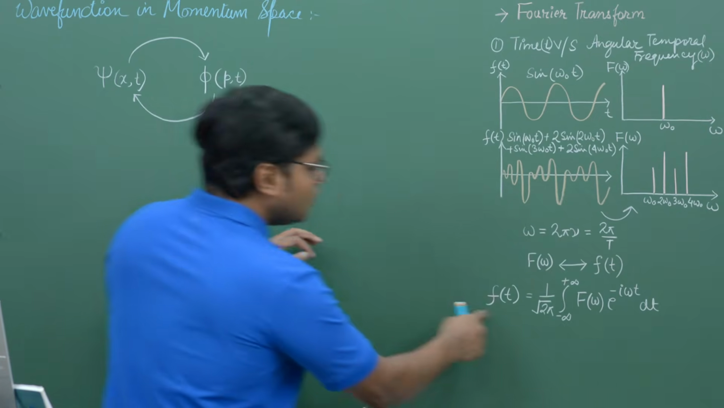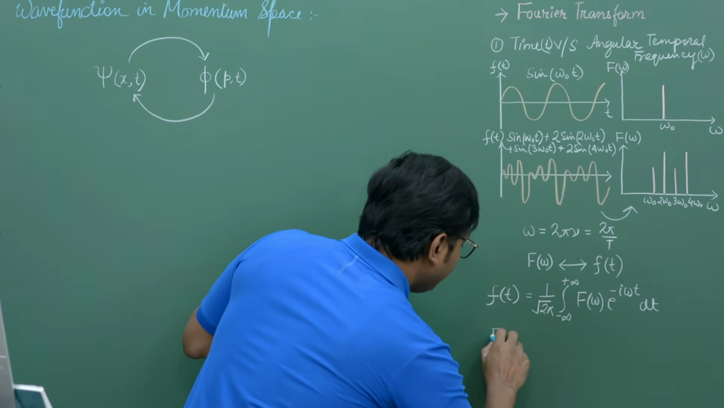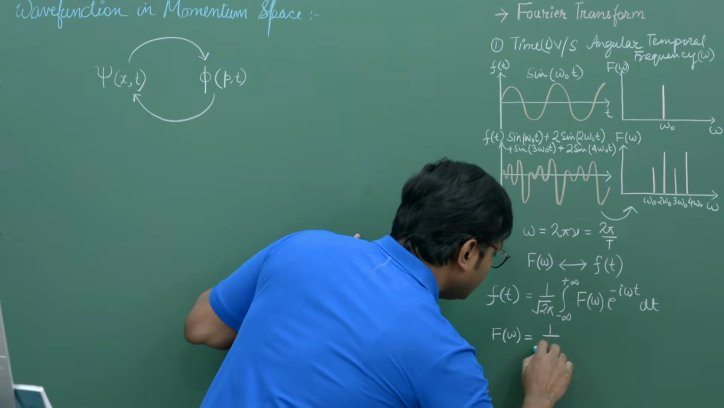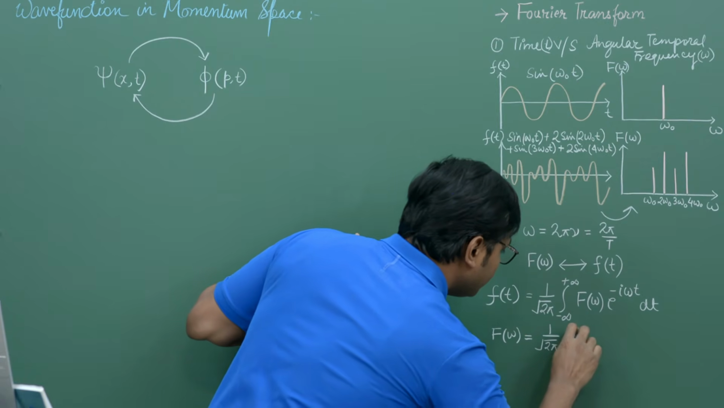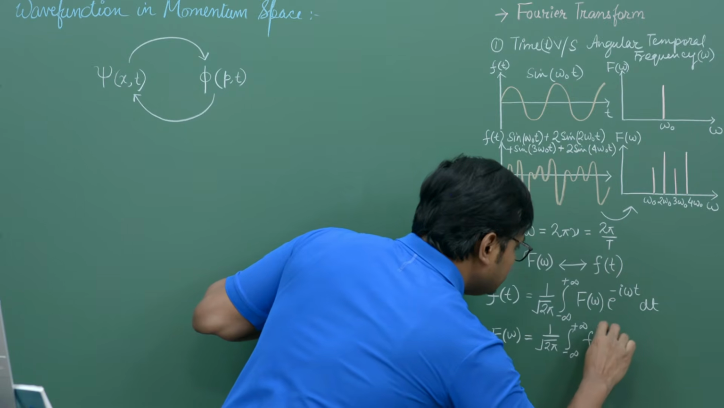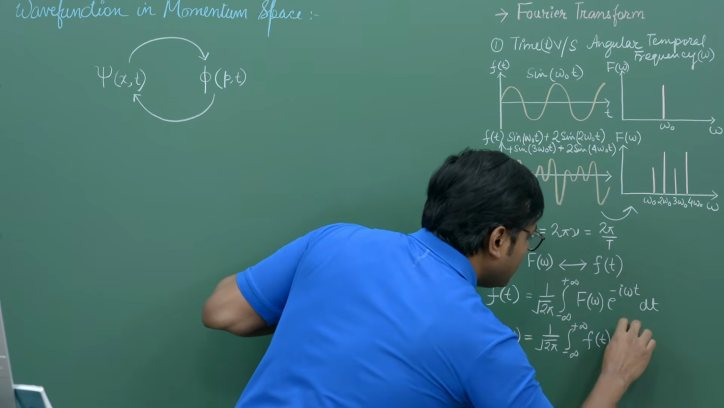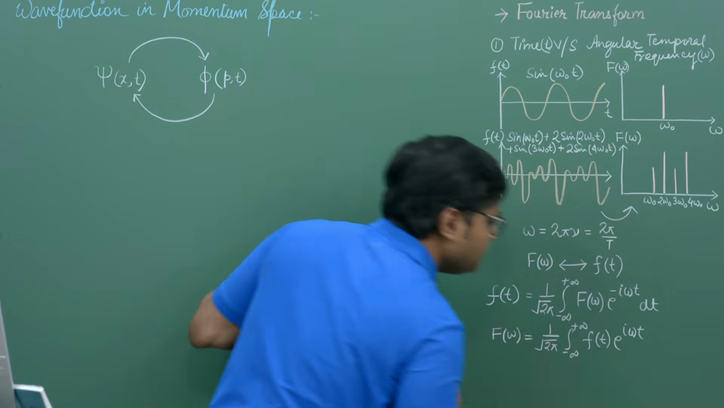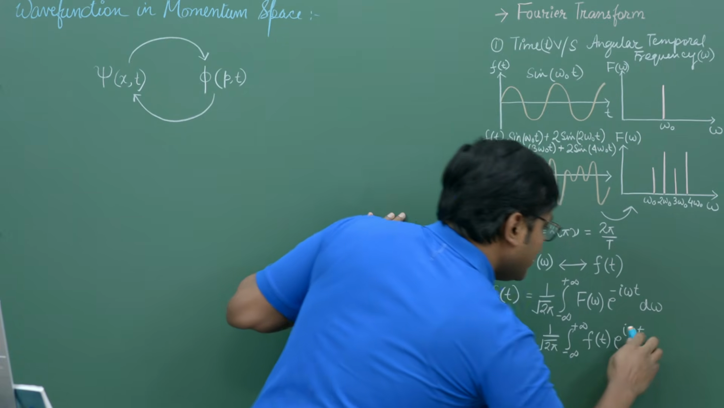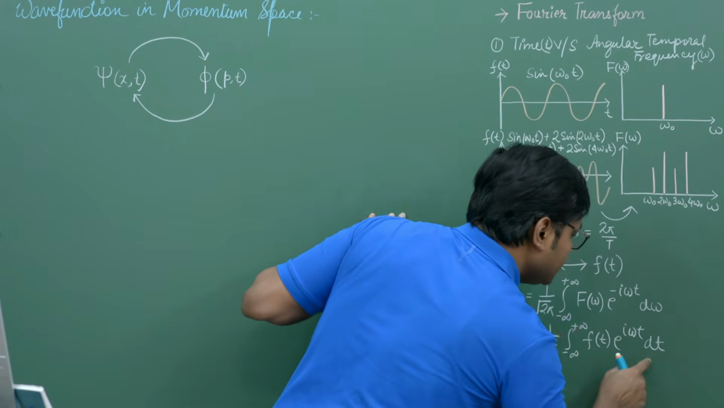Similarly, I can also obtain capital F omega, mathematically speaking, from small f t, which is equal to 1 upon root 2 pi, integral from minus infinity to plus infinity of f t e to the power iota omega t. Wait, this should have been d omega, sorry. This is an integration with respect to d omega, and this is an integration with respect to dt.